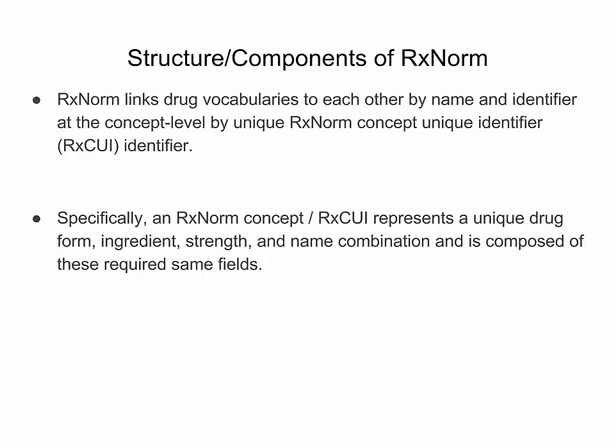RxNorm links drug vocabularies to each other by name and identifier at the concept level by unique RxNorm concept unique identifier. Specifically, an RxNorm concept, RxCUI, represents a unique drug form, ingredient, strength, and name combination and is composed of these required same fields.